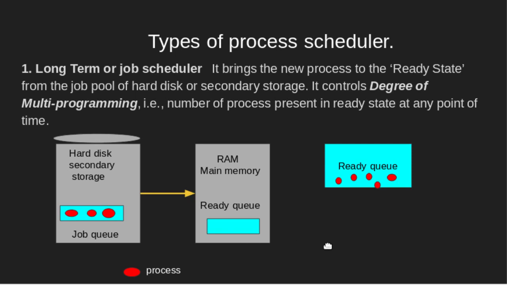It controls the degree of multi-programming, that is, the number of processes present in the ready state at any point of time. If the degree of multi-programming equals 100, it means 100 processes can reside in the ready state at maximum.